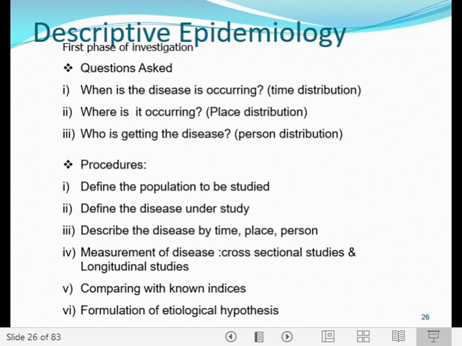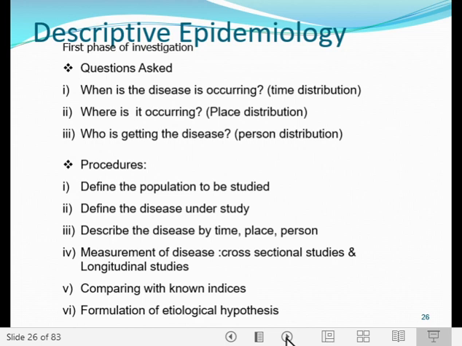Hi guys, we now come to the second lecture of epidemiology, that is descriptive epidemiology. It is the first phase of the investigation. The questions asked are: when is the disease occurring, that is time distribution; where is it occurring, that is place distribution; who is getting the disease, that is person distribution. The procedure which is there, that is you need to remember all these 6 steps. So, now we discuss each step in detail.